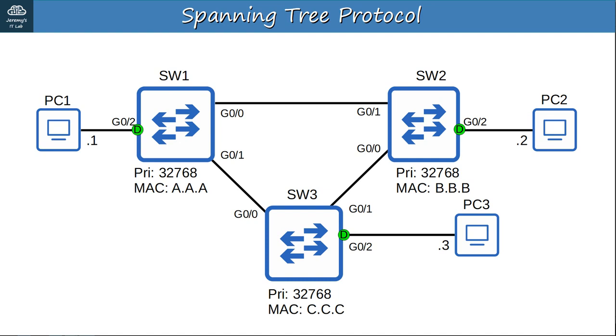Now, all 3 switches have the default priority of 32768. So in order to know which one will be the root bridge, we will have to compare the MAC addresses. Remember, the lowest bridge ID wins. Which of these MAC addresses is the lowest? Well, hexadecimal A is equal to 10, B is equal to 11, and C is equal to 12. So, switch 1 has the lowest MAC address. Therefore, switch 1 will become the root bridge of this network. All ports on the root bridge become designated ports in a forwarding state.